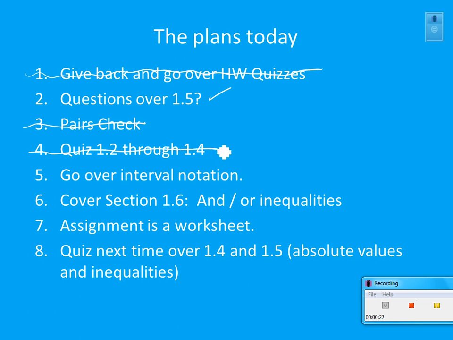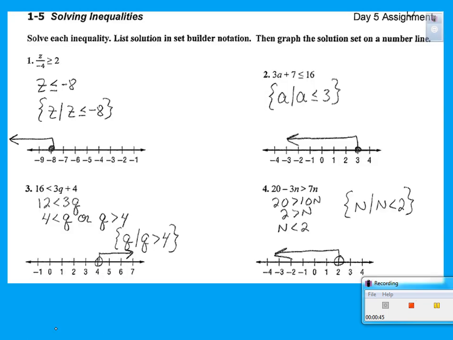A lot of notation. The concept itself over and and or statements isn't very tough, but I introduced to you interval notation. So you should have your class example sheet in front of you. Just follow along with me and let's see what we can do.